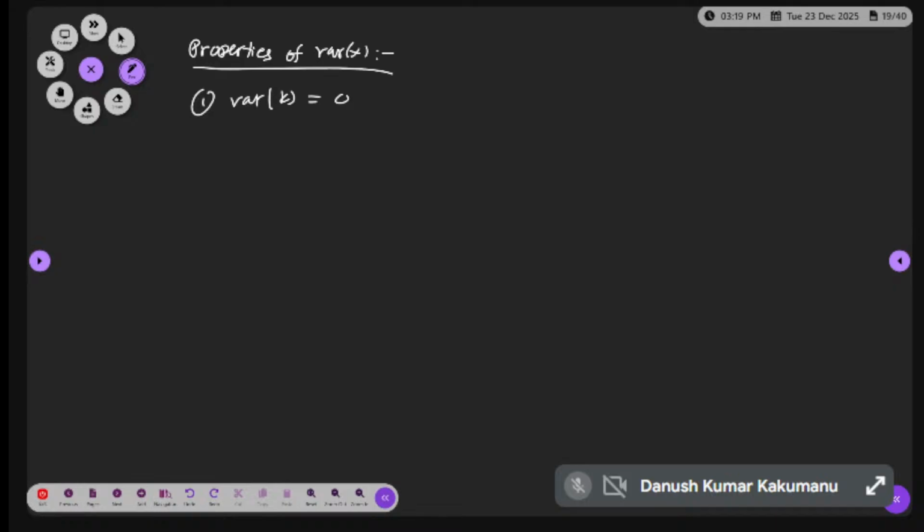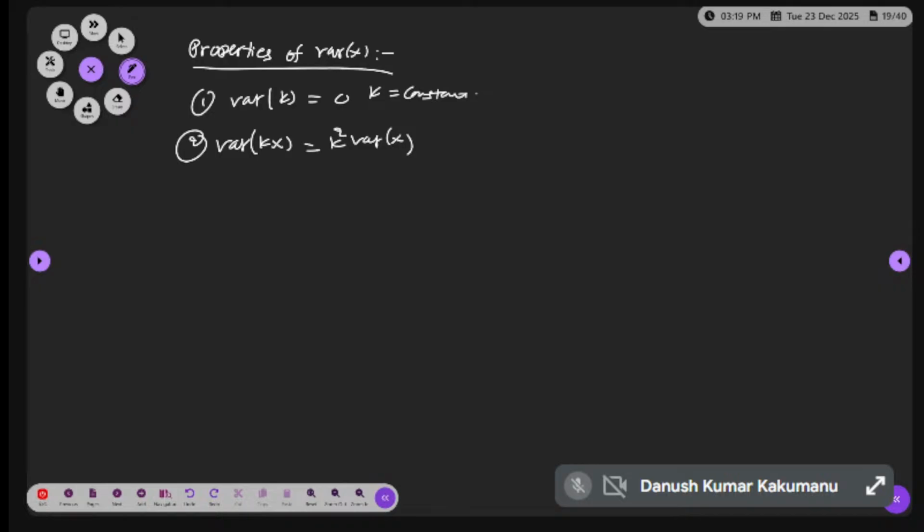We can prove it also. What is the variance of x? E of x square minus E of x whole squared. In that, in place of x, k means it is 0 only. Variance of constant is 0, where k is the constant. Second, variance of kx is k square into variance of x.